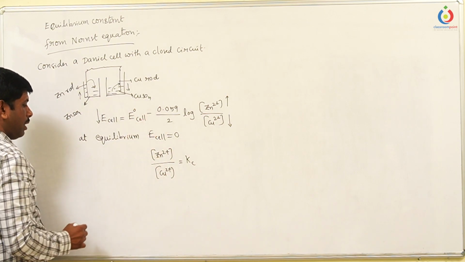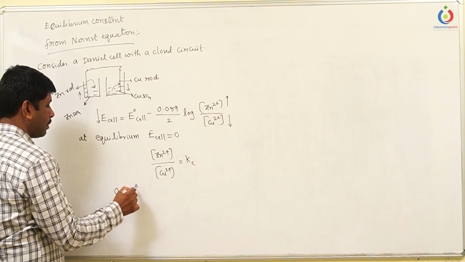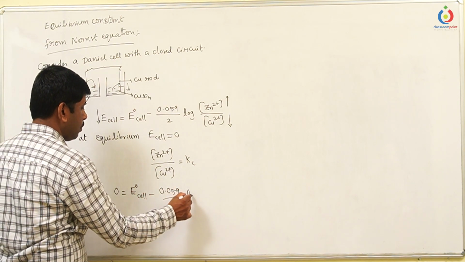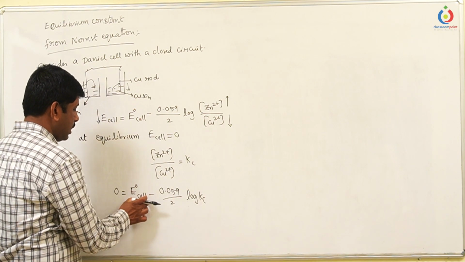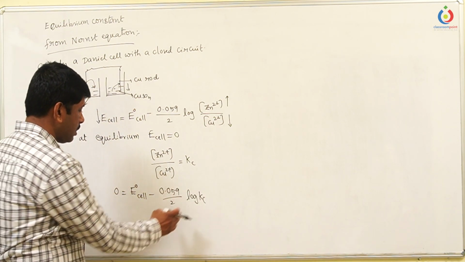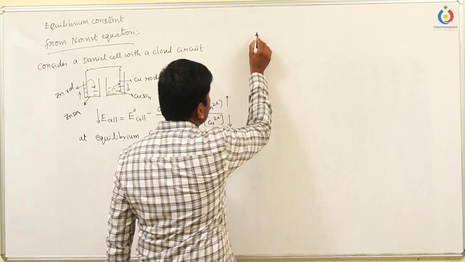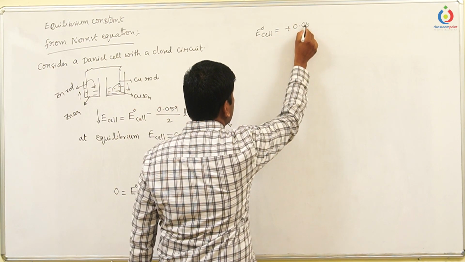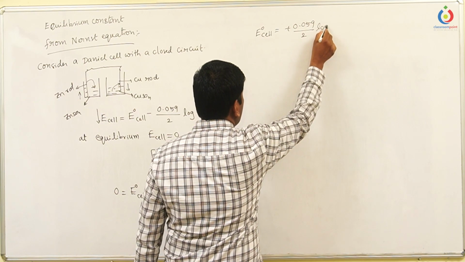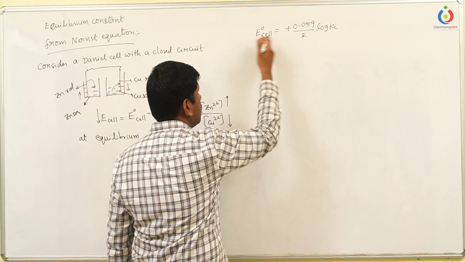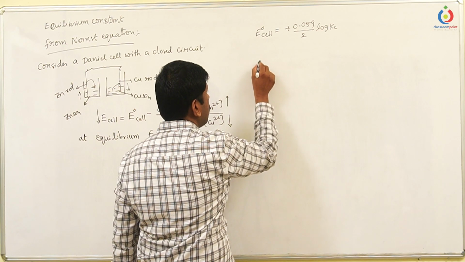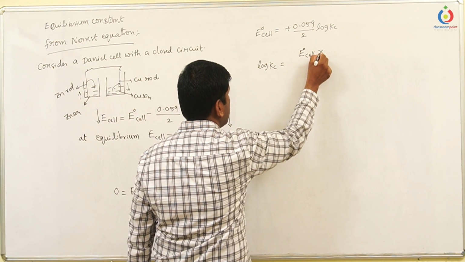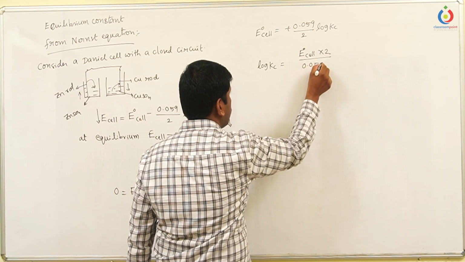So let us try to apply these values there. 0 equals E naught cell minus 0.059 by 2 into log Kc. Now if you send this part to the other side, the entire part will become positive. So E naught cell is equal to plus 0.059 by 2 into log Kc. Or else, if you want to find the Kc value, then log Kc is equal to E naught cell into 2 divided by 0.059.